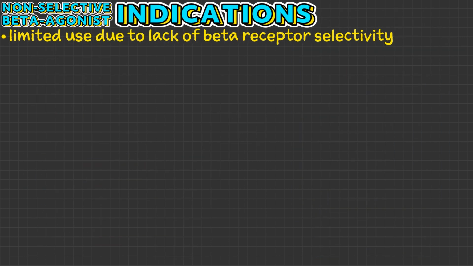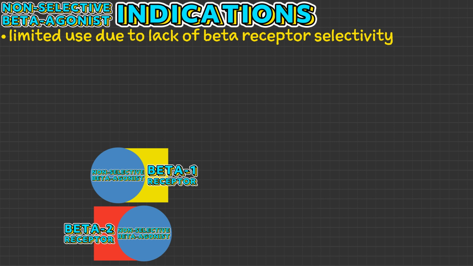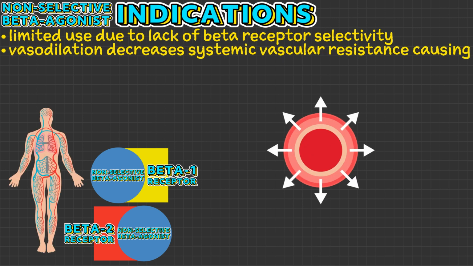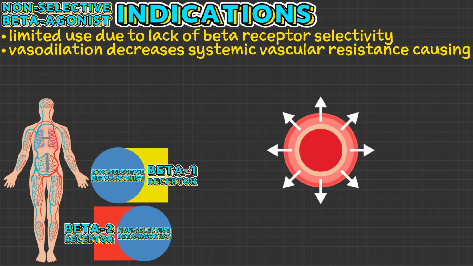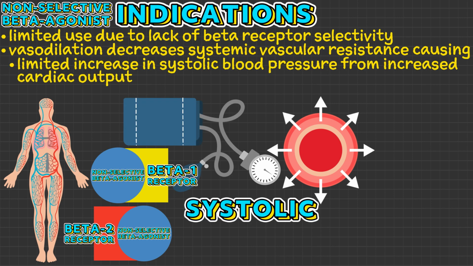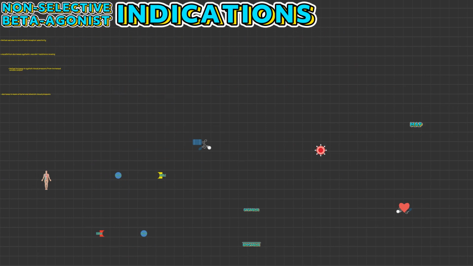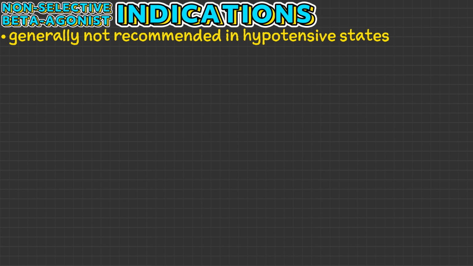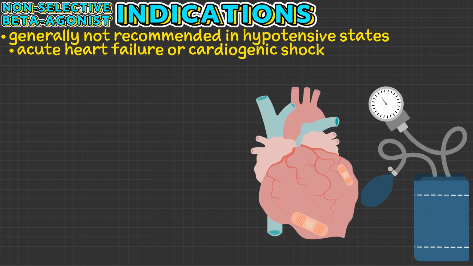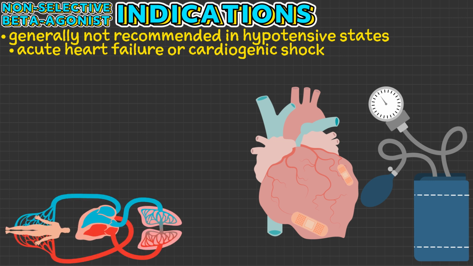Non-selective beta-agonist use is limited due to their lack of beta receptor selectivity. Their vasodilatory properties decrease systemic vascular resistance, leading to a limited increase in systolic blood pressure from increased cardiac output, and a decrease in mean arterial and diastolic blood pressure. Therefore, non-selective beta-agonists are generally not recommended in hypotensive states, such as acute heart failure or cardiogenic shock.